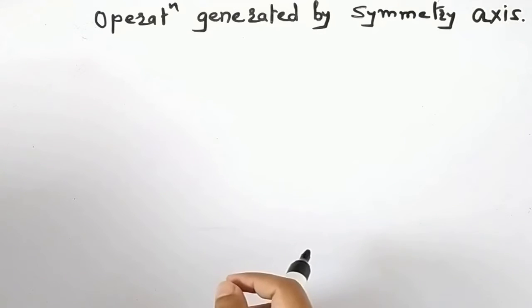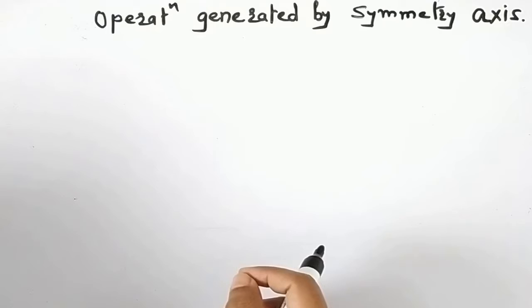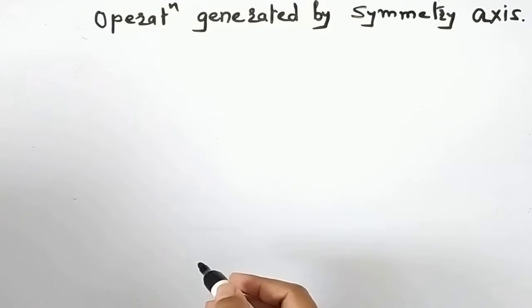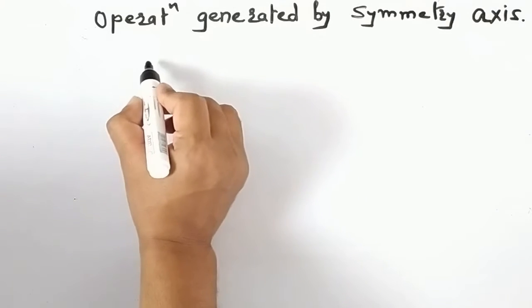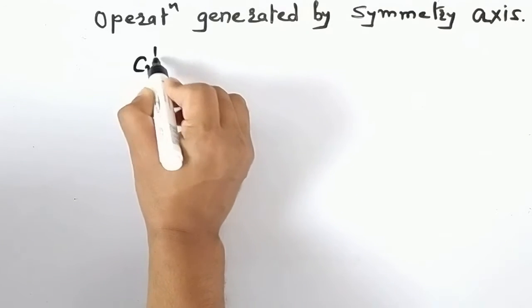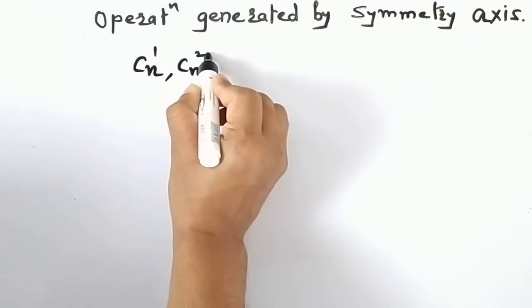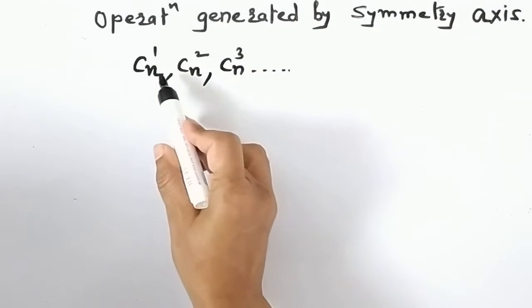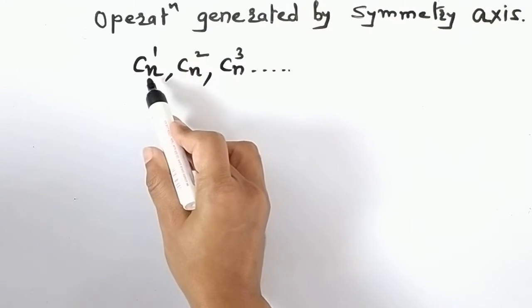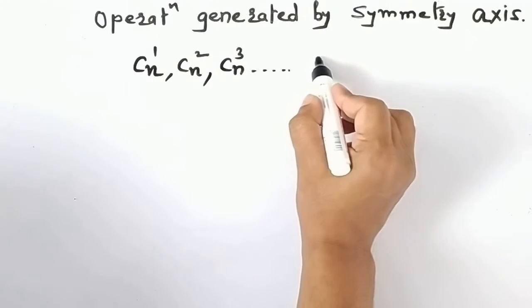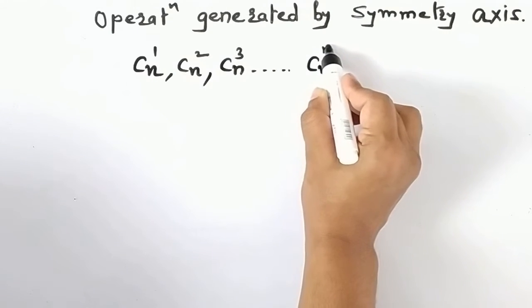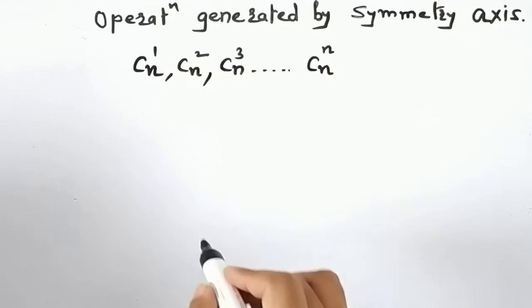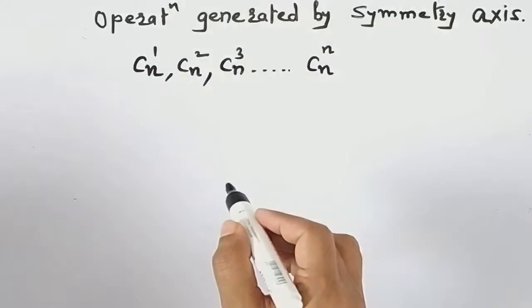We will study operations generated by symmetry axis, that is, proper axis symmetry. So what are these proper operations generated? These are represented by the formula Cn1, Cn2, Cn thrice and so on, where n is the number of folds of rotation, or it is also called the order of rotation. So in that manner we can have Cn raised to n. How these rotations impact our molecule, that we will study.